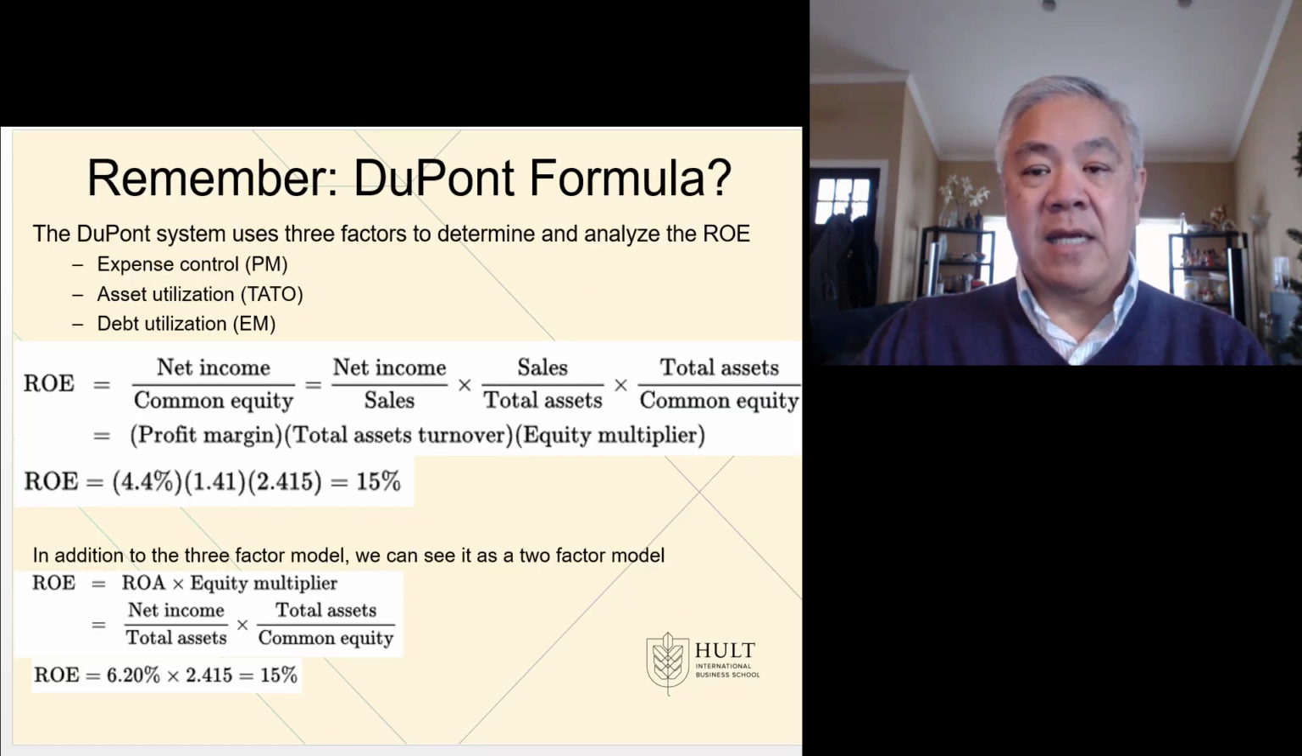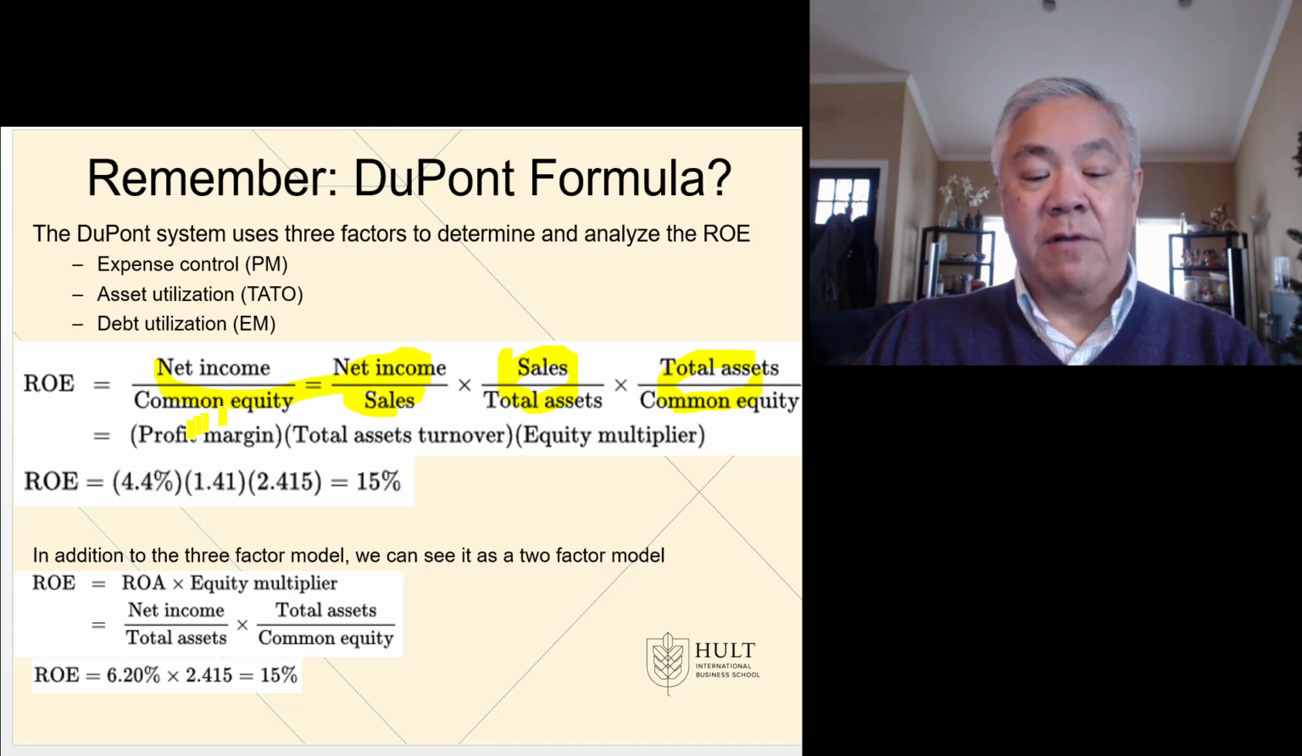You may remember a set of what we call disaggregations called the DuPont Formula, and I'll just review those right now. The traditional form of DuPont is a three-factor disaggregation, those three factors being the profit ratio, which is net income divided by sales. Second one being the total asset turnover, which is sales divided by total assets. And the third factor is what we call an equity multiplier, which is assets divided by common equity.